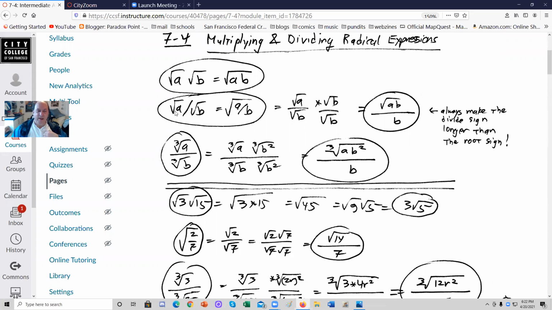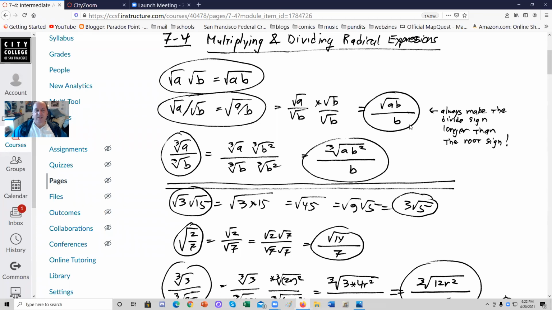rationalizing the denominator. Root A over root B, we can multiply above and below by root B. The idea being in the bottom, you just get B, and the numerator you get root of AB. So ratio of roots is root AB divided by B.